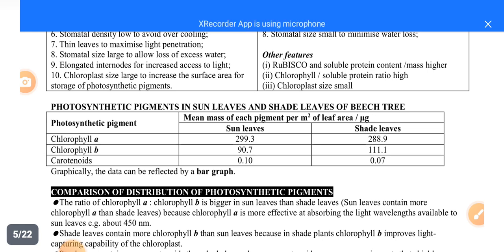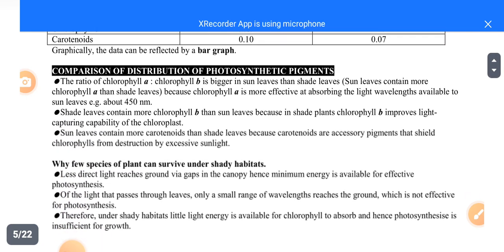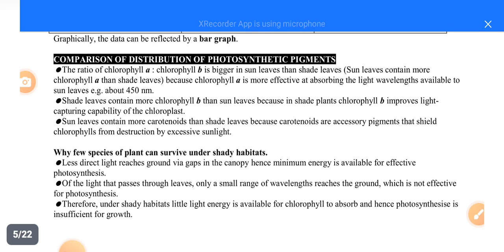sunlight. So we are saying below there that graphically the data can be reflected by a bar graph. From there, let us look at the comparisons of distribution of photosynthetic pigment. When you meet a question talking about comparisons, they are requesting you to give the similarities and the differences at the same time. Now the ratio of chlorophyll A to chlorophyll B is bigger in sunny leaves than shady leaves, as we've seen there above.